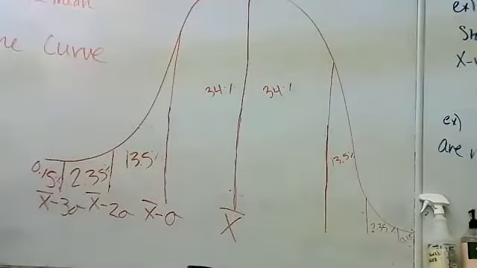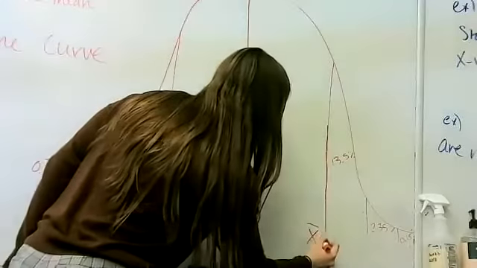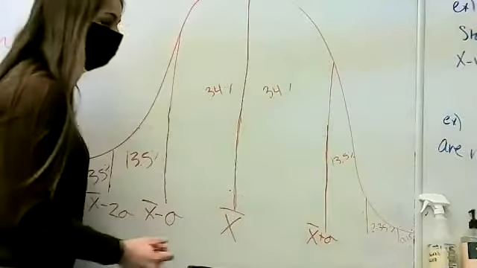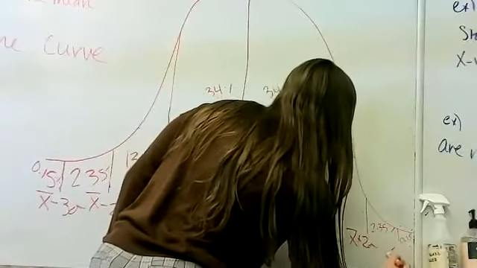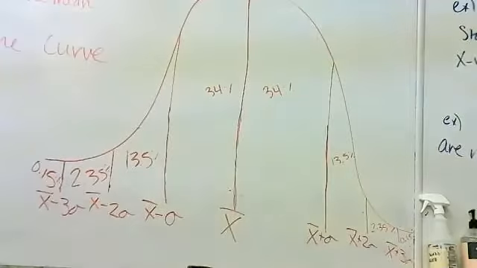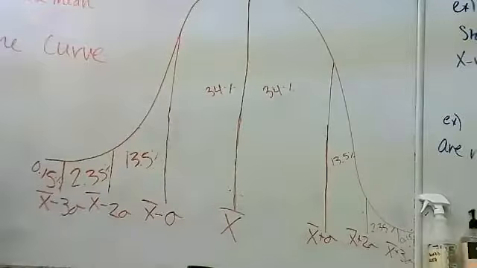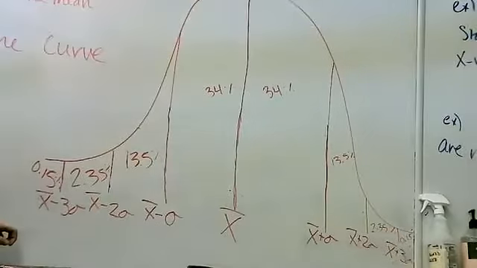So if we go the opposite way and we start adding standard deviations, it would be X bar plus sigma, X bar plus 2 sigma, and X bar plus 3 sigma. And again, those percentages also remain the same: 34, 13.5, 2.35, 0.15. Gosh, did I say that wrong?